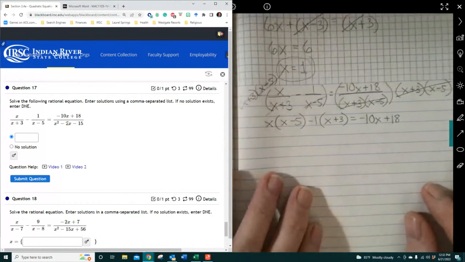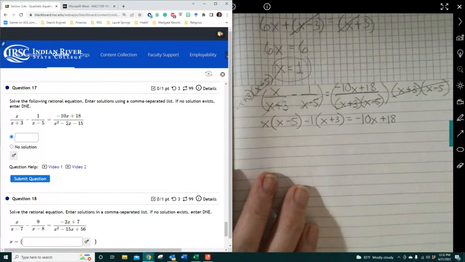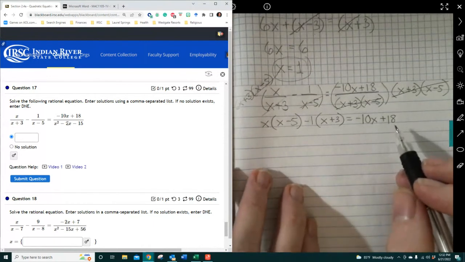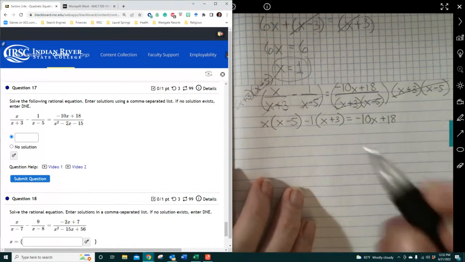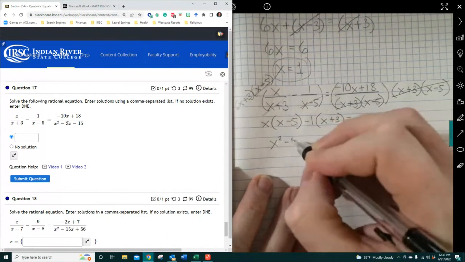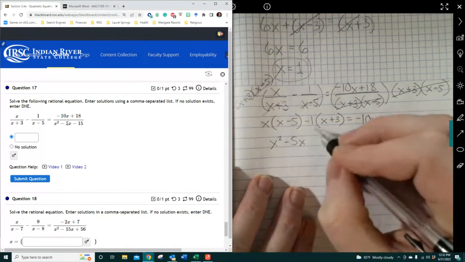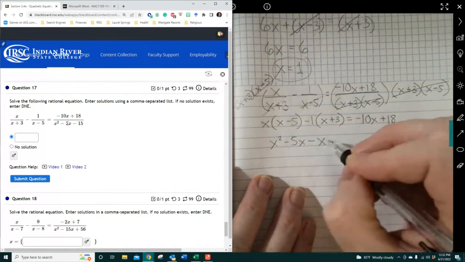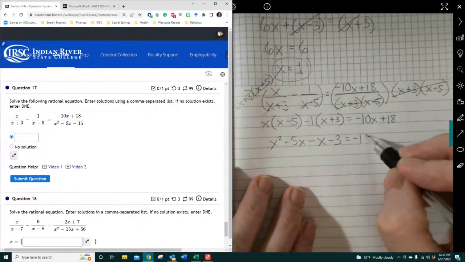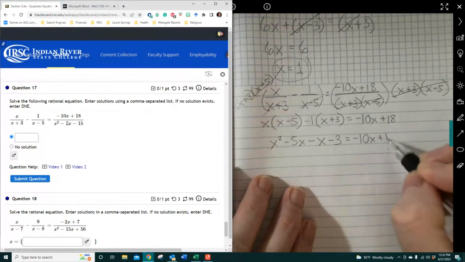All right, so I have that all now done. Now we're going to do the distributive property and clean up some things here. So x squared minus 5x minus x minus 3, because I did the distributive property, and then negative 10x plus 18.